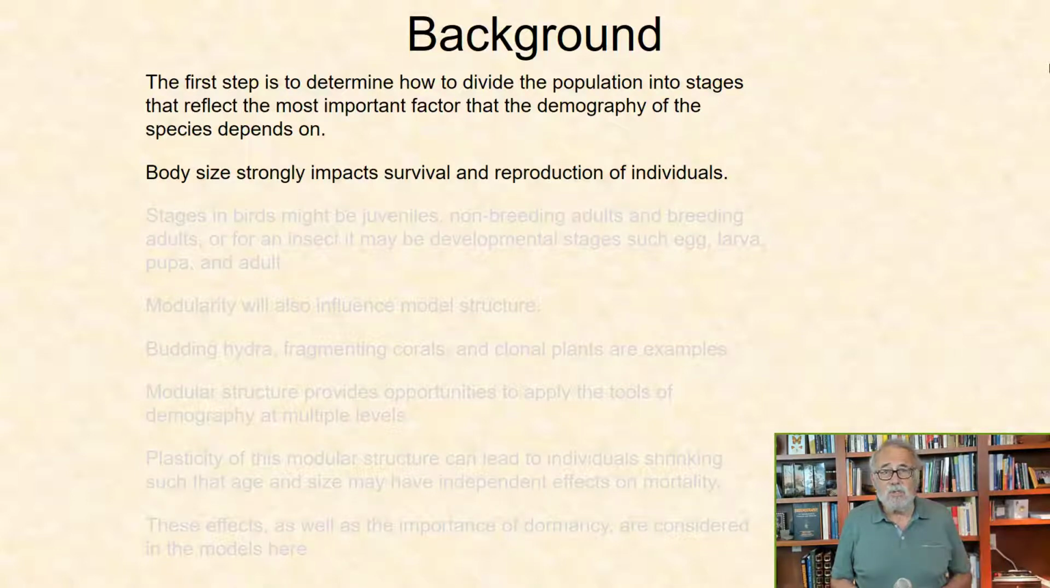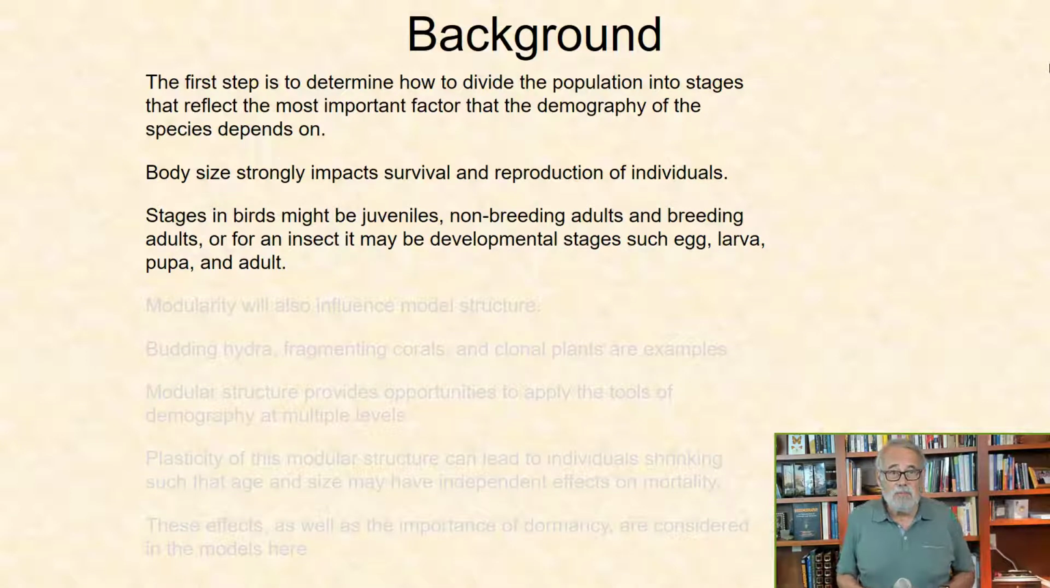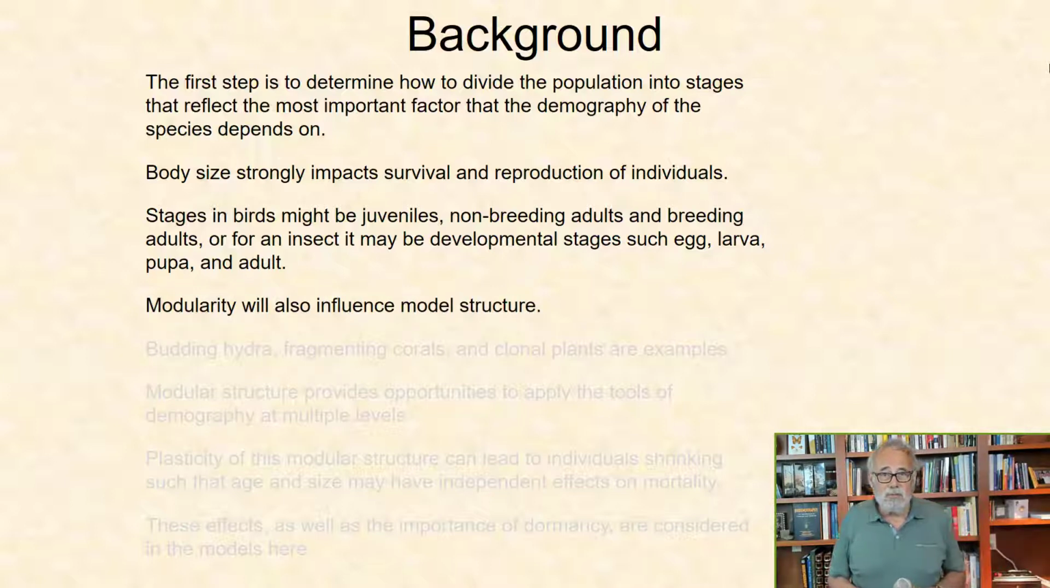Body size strongly impacts survival and reproduction of individuals, and discrete size classes are often used in stage-based models. If survival and reproduction have nothing to do with size, for example with a bird species, the stages might be juveniles, non-breeding adults, and breeding adults, or for an insect it may be developmental stages such as egg, larva, pupa, and adult. The life cycle of a species, for example modularity, will influence model structure.